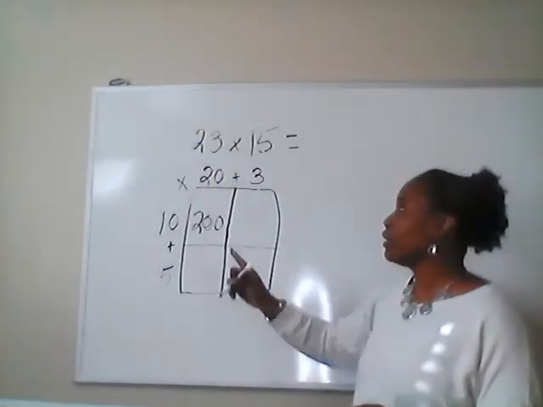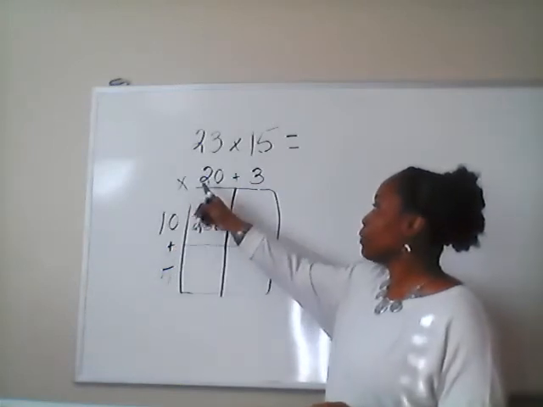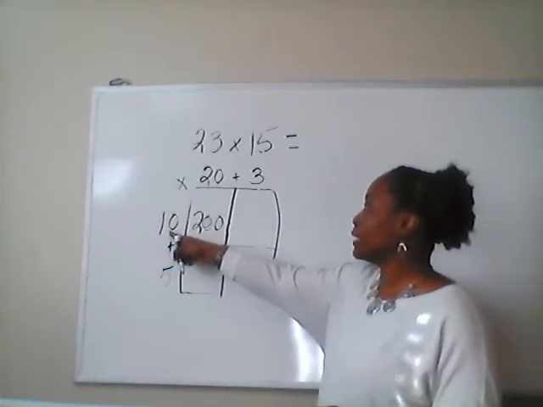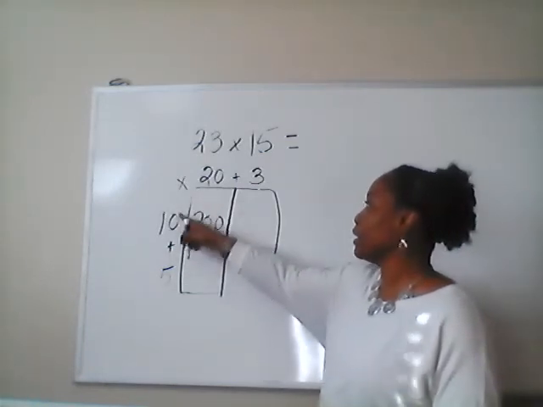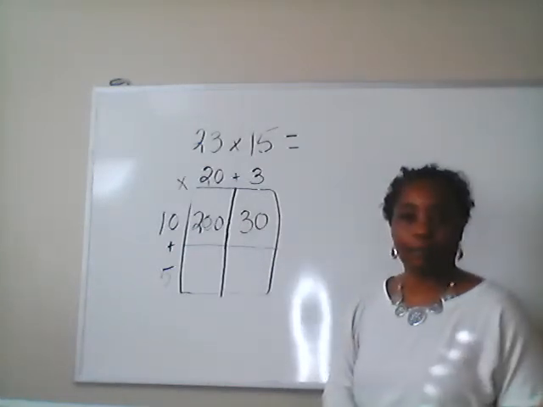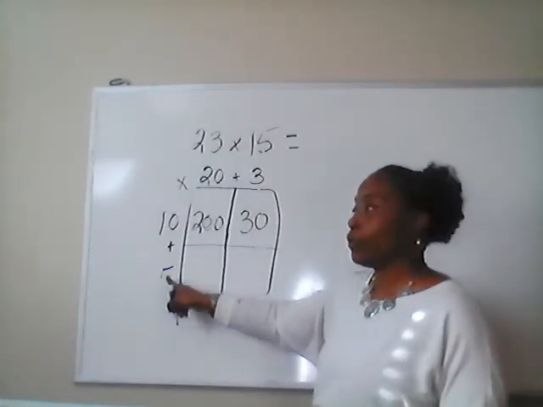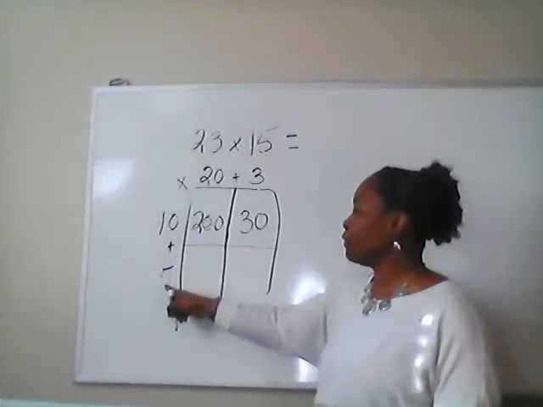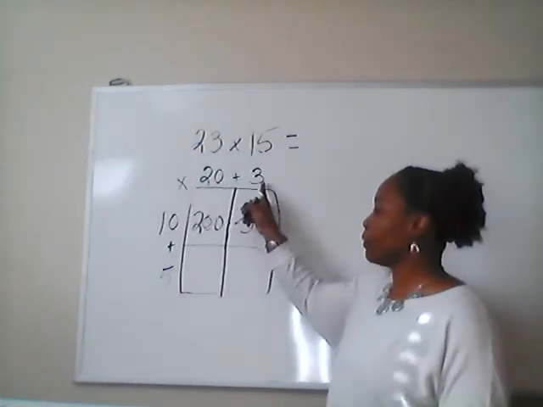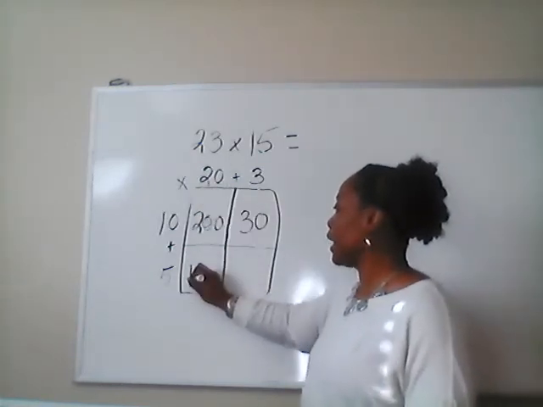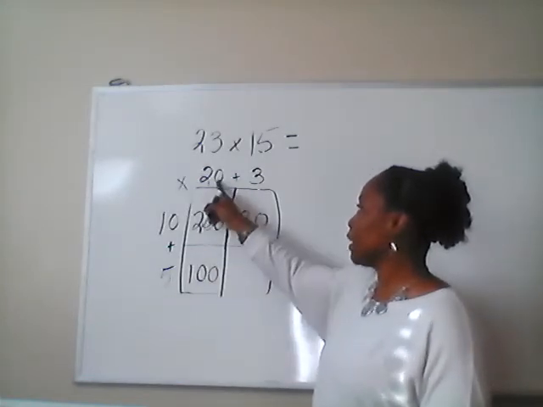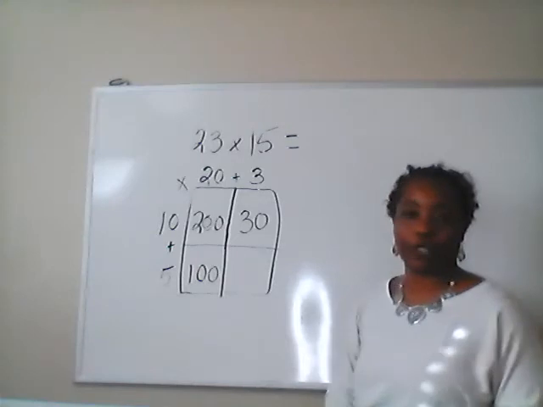Now, because we have to multiply 10 times each one of our top numbers, we're going to multiply 10 times 3 now. And I know that 10 times 3 is 30. Now, we are done with 10. We're going to move down to 5. We're going to multiply 5 times each one of our top numbers. 5 times 2 is 10. 1 0. So this tells me that 20 times 5 is 100.